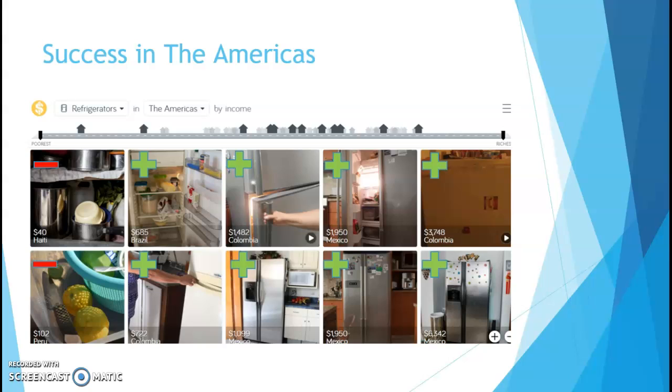Same thing for success in the Americas. Everything that is clearly a fridge is marked with a green plus sign. And then in Peru and Haiti, the failures are marked with a red negative sign, and you can tell that this is not a fridge, this is just a storage area, and this is somebody keeping their fresh produce in the shade behind some baskets.